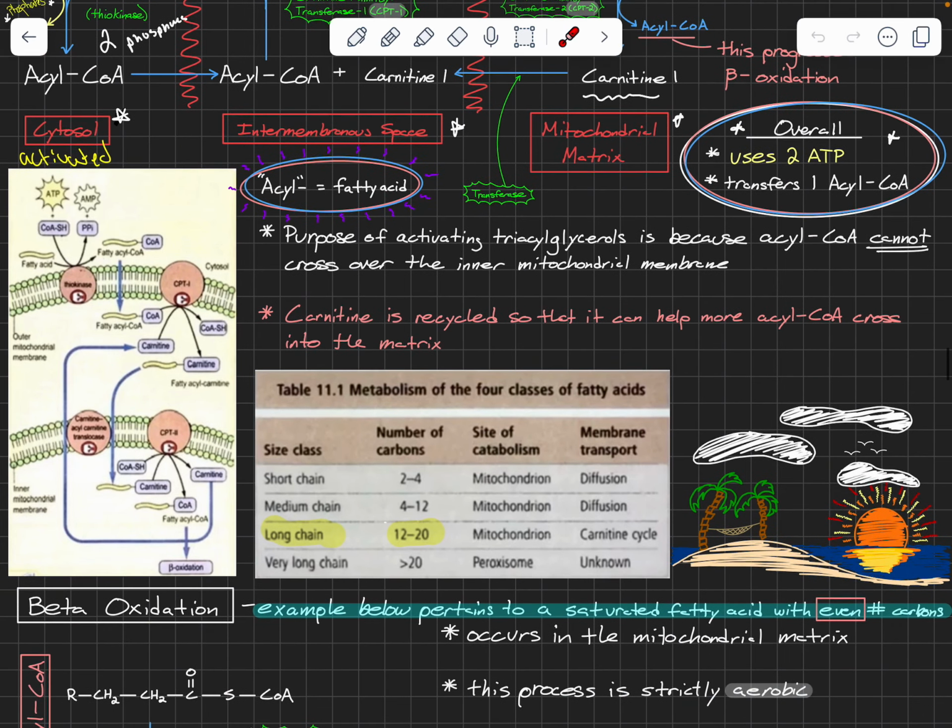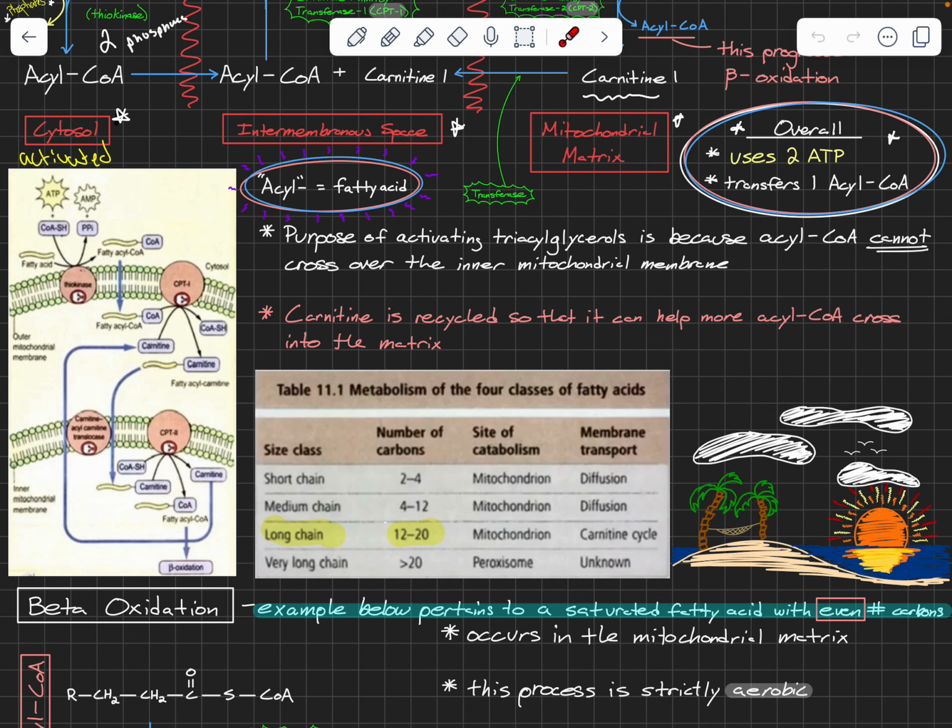And just a little tidbit of information here, just have a basic understanding that long chain fatty acids are going to be between 12 to 20 carbons on those long hydrocarbon tails. So now we're going to get into beta oxidation.